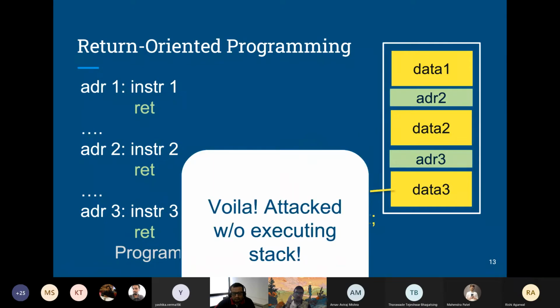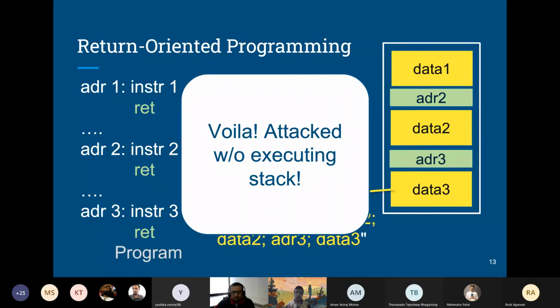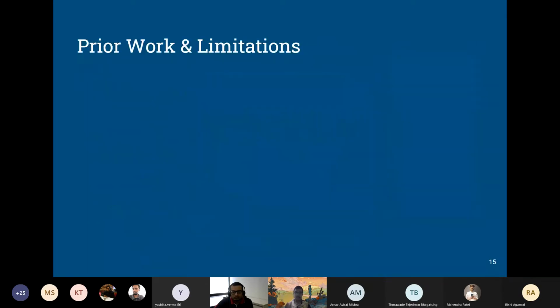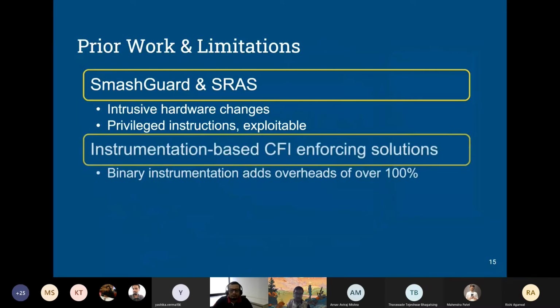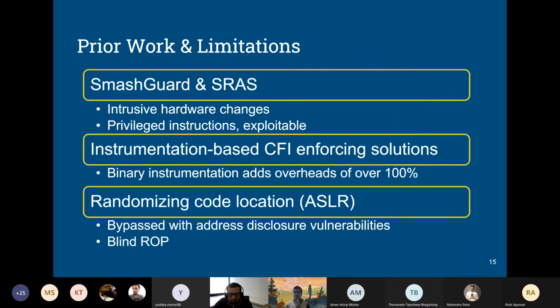So how do we fix this now? WXRX does not work anymore. So how do we fix this? There are a few techniques. However, all of them either have one of the mentioned limitations. So for example, these ones have intrusive hardware changes, as well as they use some privileged instructions which are actually exploitable.